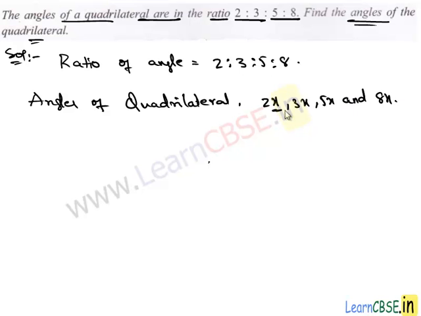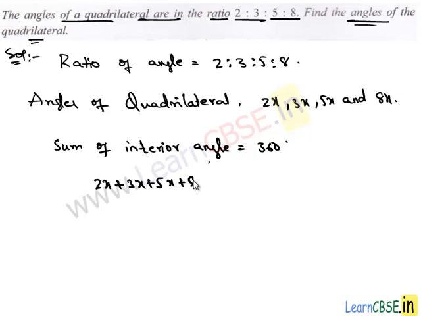Here we have to find the value of x. So how do we get the value of x? We know that sum of interior angles of any quadrilateral is equal to 360 degrees. Therefore 2x plus 3x plus 5x plus 8x is equal to 360 degrees. And on left hand side, the sum is equal to 18x and it is equal to 360 degrees. Therefore, the value of x is 20 degrees.